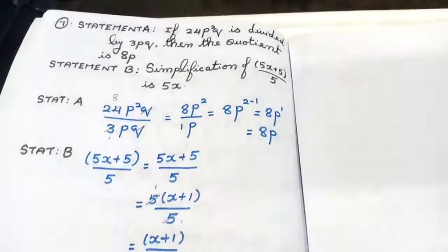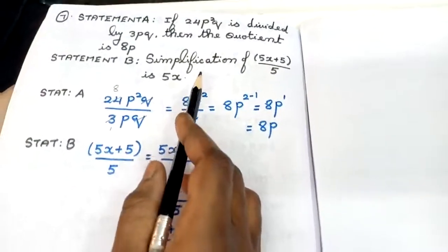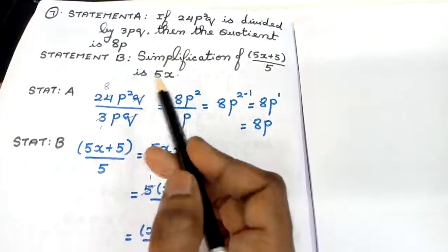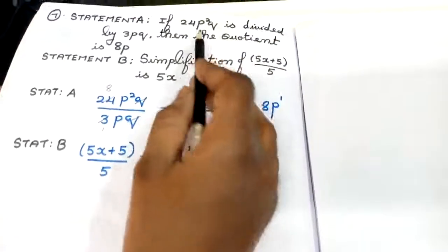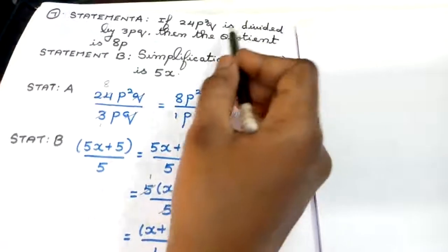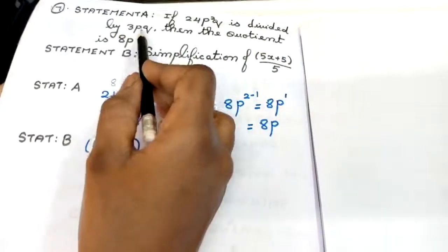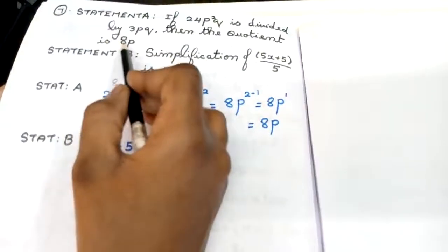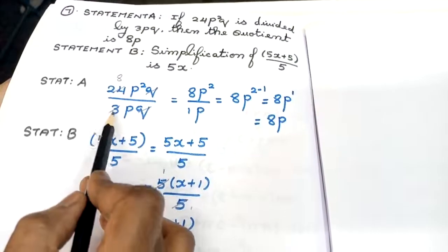Number 7, they have given you two statements and they are asking you to check whether these two statements are true or false. First one I am going to take here, students. What is the first statement? Both are different. We are going to just calculate and find the answer. 24p square q is divided by 3pq. Then the quotient is 8p. 24p square q divided by 3pq.